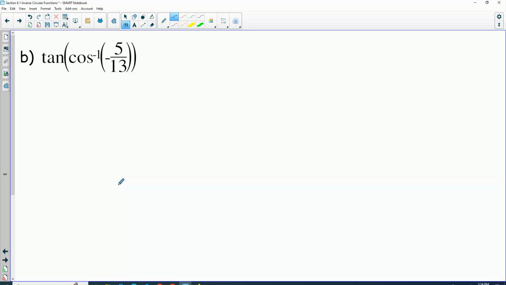I want tangent of cosine inverse negative 5 over 13. What quadrants can cosine inverse be in? Which one are we in? 2, because it's a negative. So this is an angle. All I'm asking you to do is find tangent of that angle.